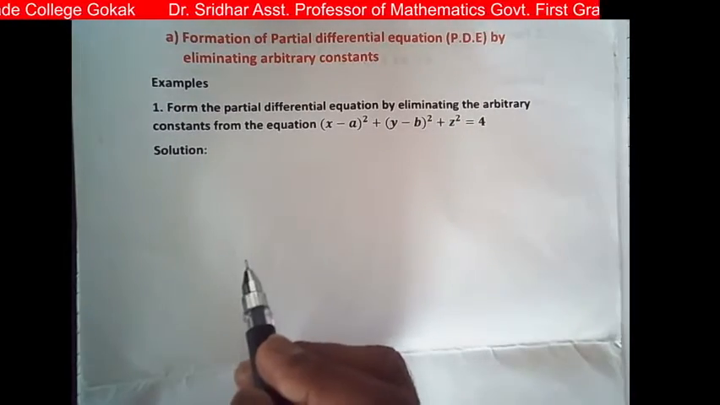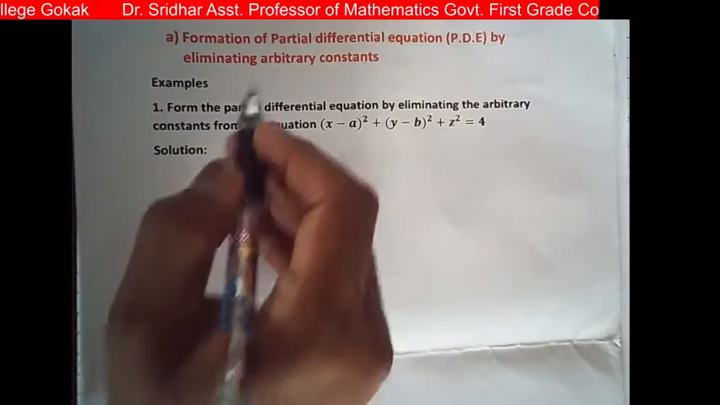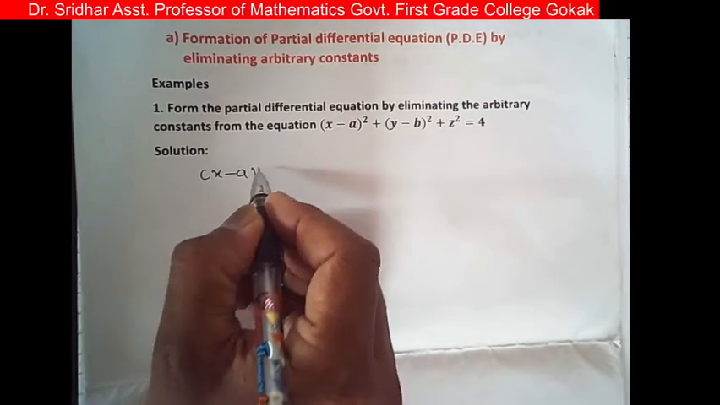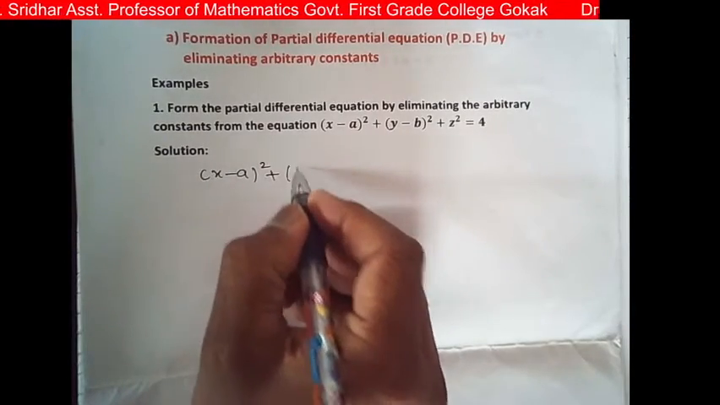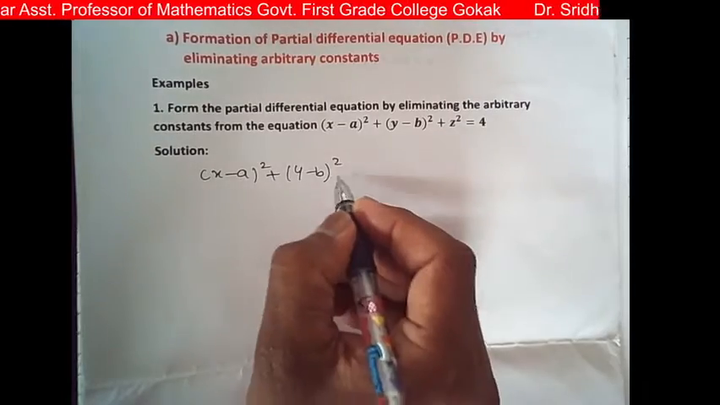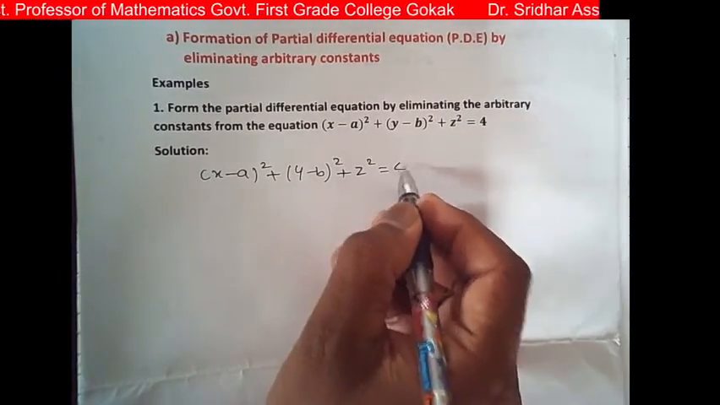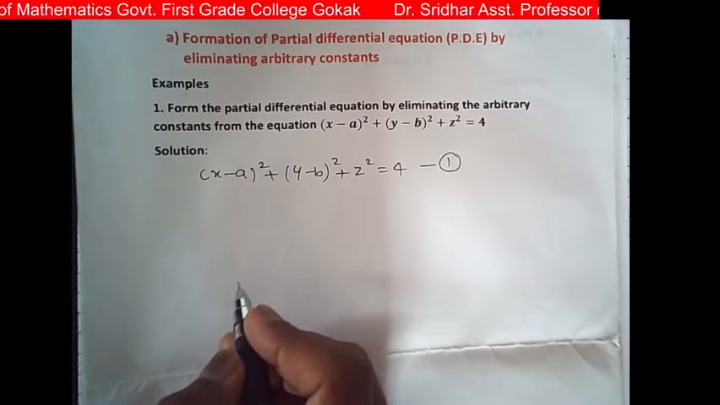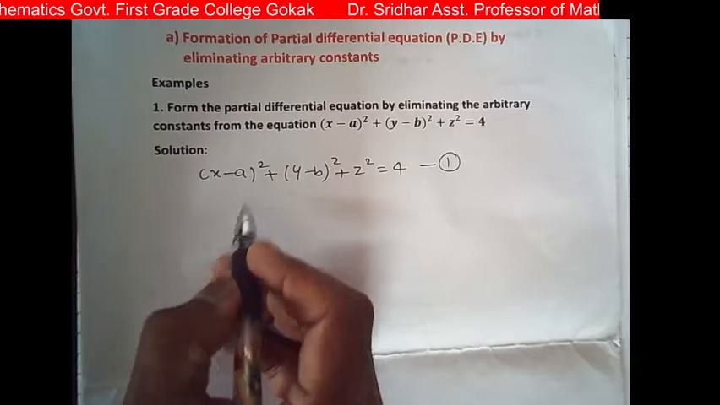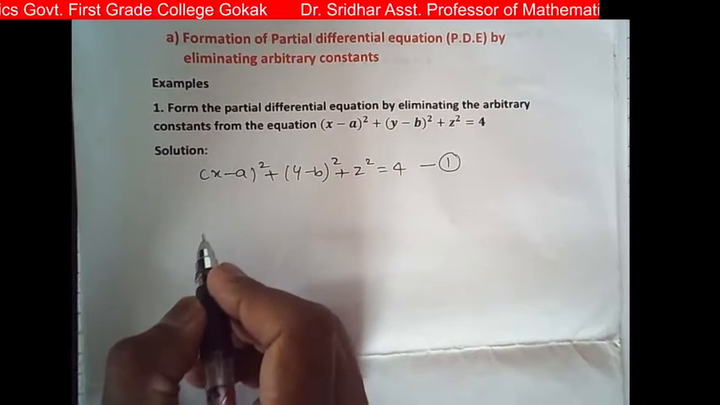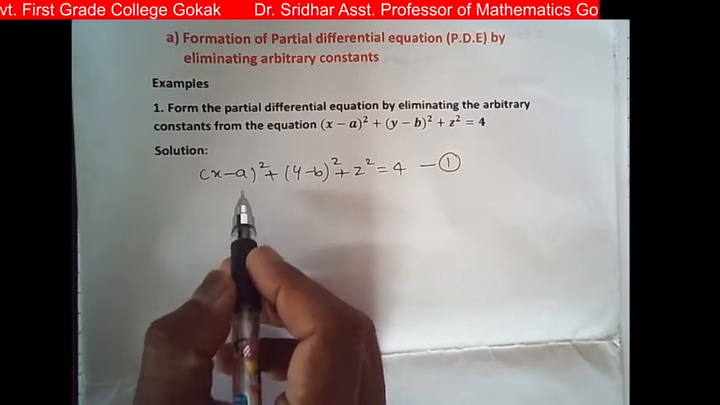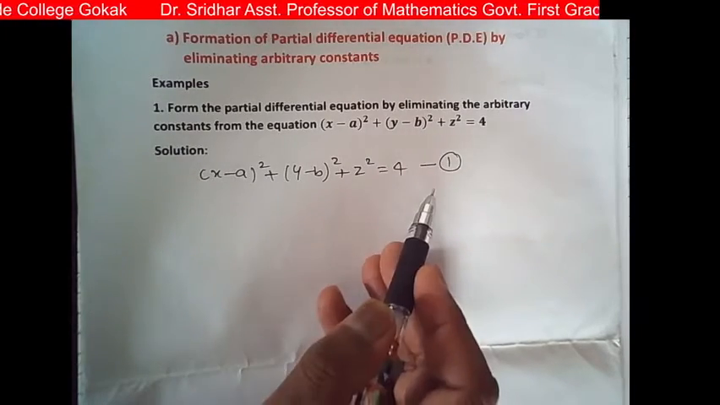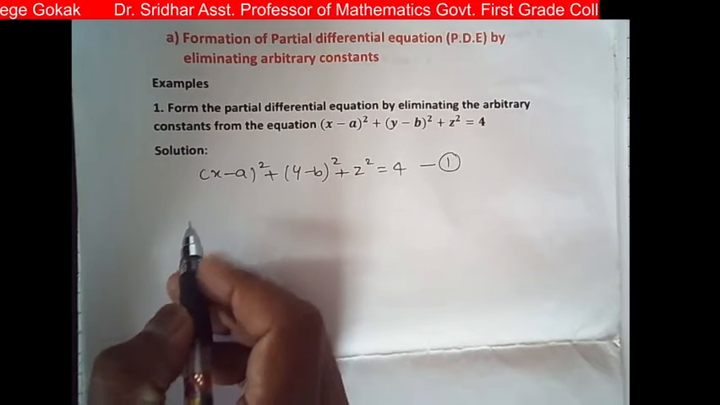Okay, so first write the given equation: (x minus a) whole square plus (y minus b) whole square plus z square equal to 4. Now call this equation 1. So now in this, we eliminate the arbitrary constants a and b. To eliminate, we differentiate this equation 1 partially with respect to x.